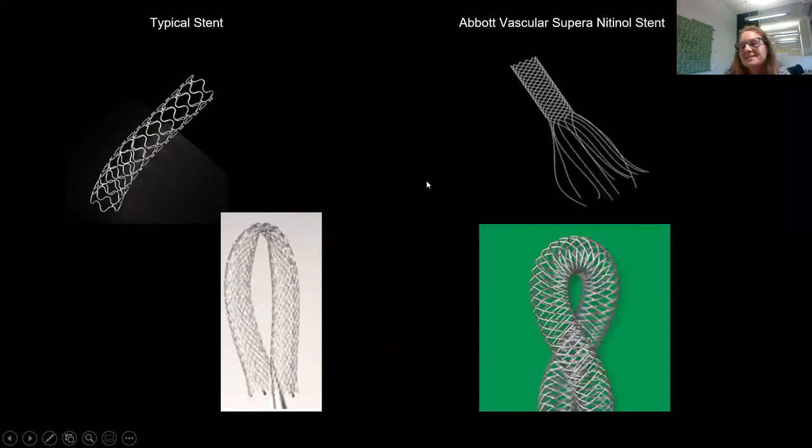The type of stent that the surgeons are using is known as the Supera stent, and it's made by Abbott. It's actually for use in the popliteal artery, which is an artery that goes around your knee, so that when you bend your knee, it doesn't crack like this. And it's an interwoven stent. So instead of being wire cut, these wires are actually interwoven. And that's how it's made.